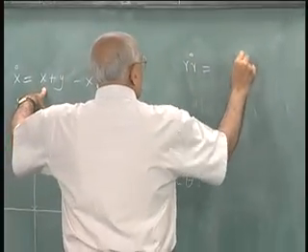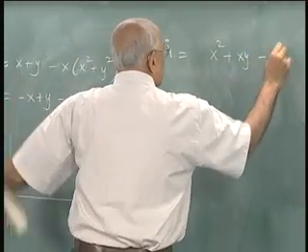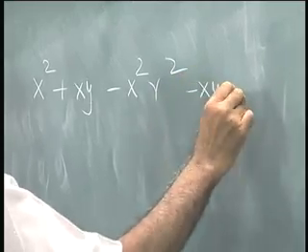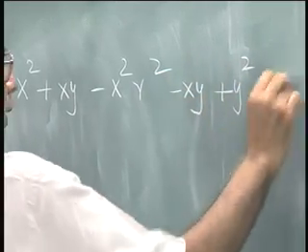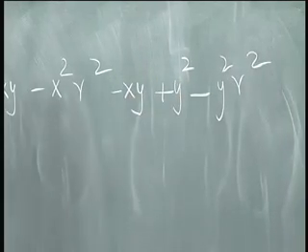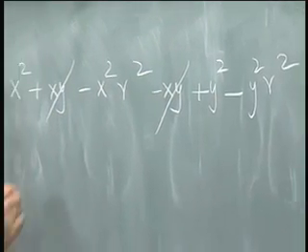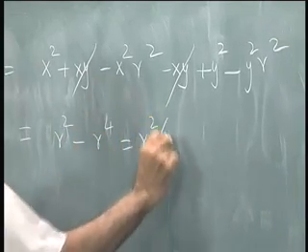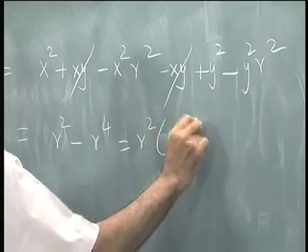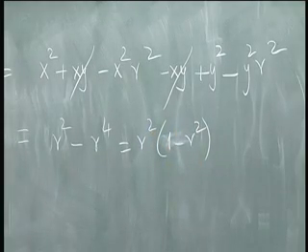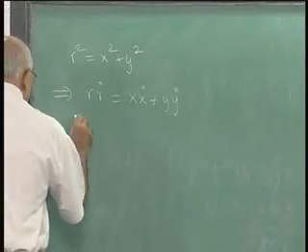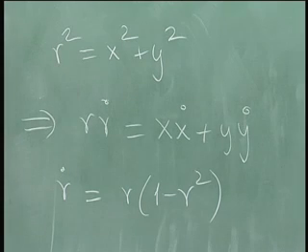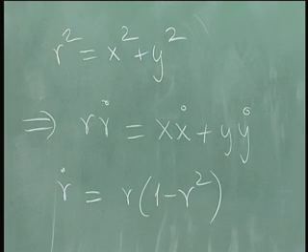It is x x dot, so it is x squared plus xy minus x squared r squared, plus y y dot, so there is a minus xy plus y squared minus y squared r squared. So this term obligingly cancels out and you get r squared minus r to the fourth, 1 minus r squared. So we have r dot in this problem is equal to r times 1 minus r squared. Okay.